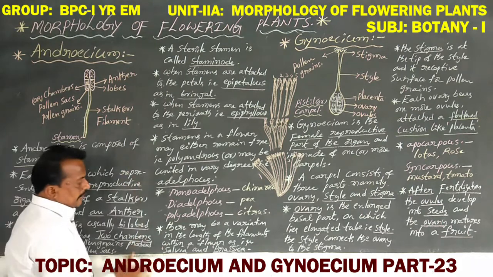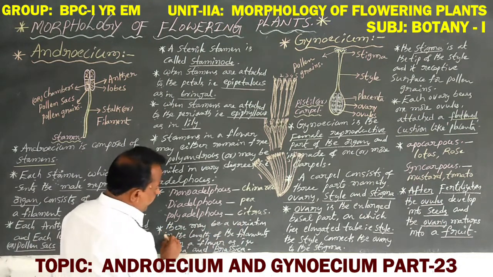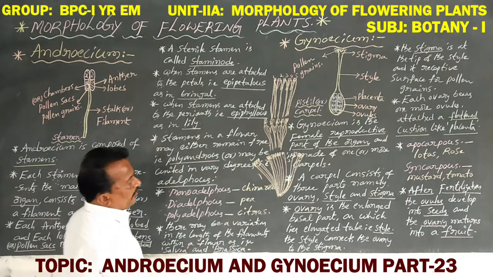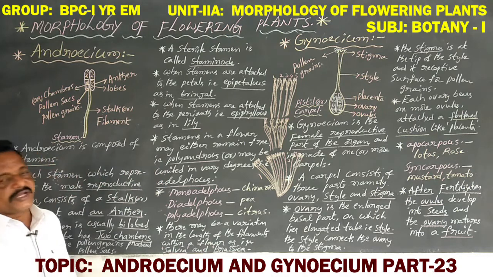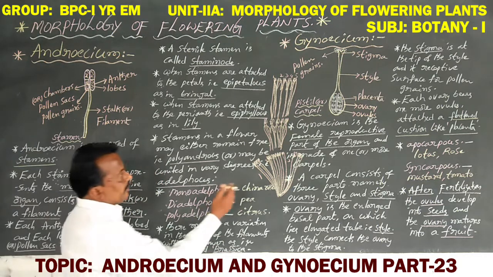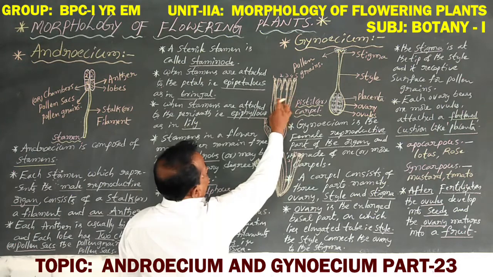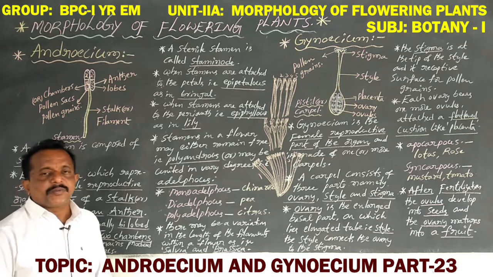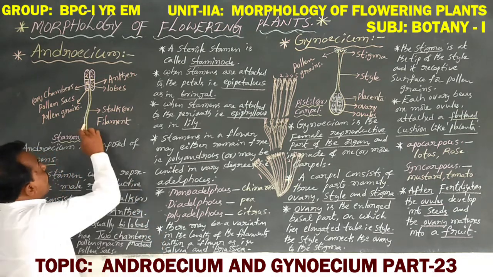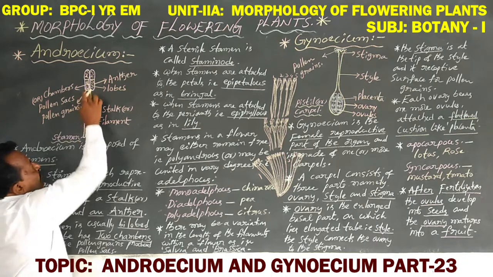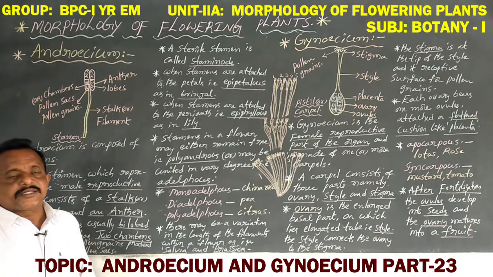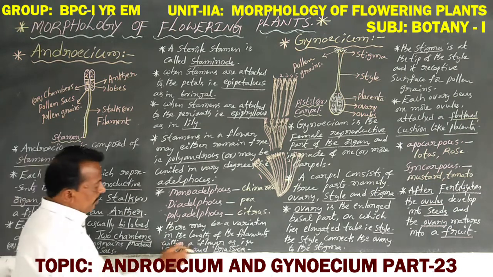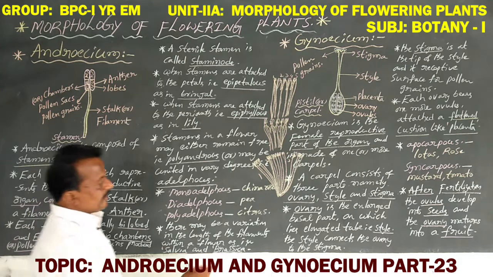Next, there may be a variation in the length of the filaments within a flower, as in salvia and brassica. Dear students, in most angiospermic flowers the filaments are similar in length and height. But in a few members, salvia and brassica, especially salvia, they differ.